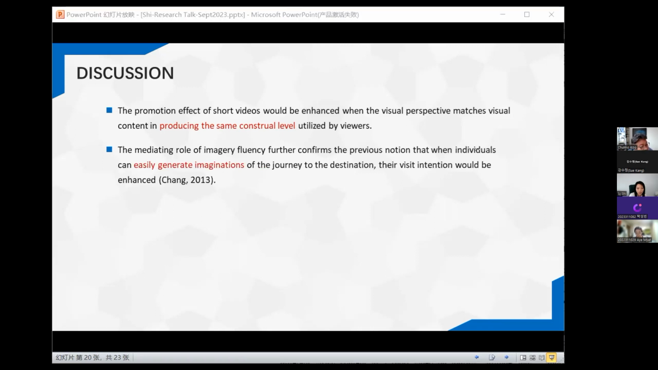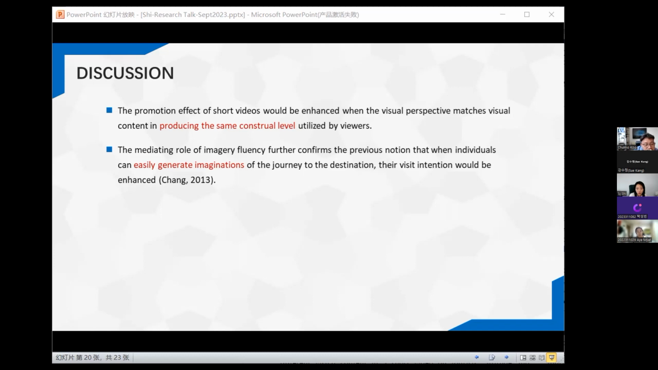And the mediating role of imaginary fluency further confirms the previous notion that when individuals can easily generate imaginations of the journey to the destination, their visit intention can be enhanced.